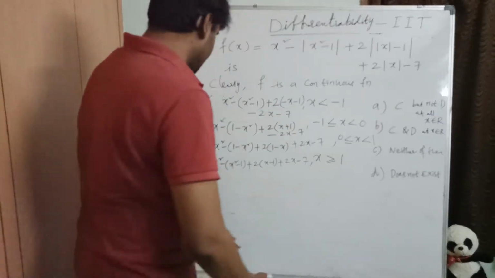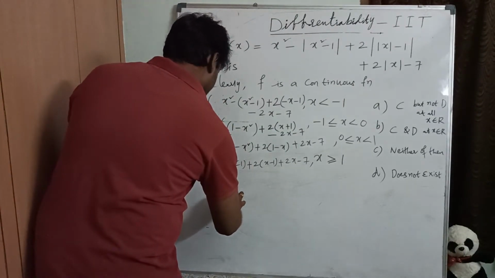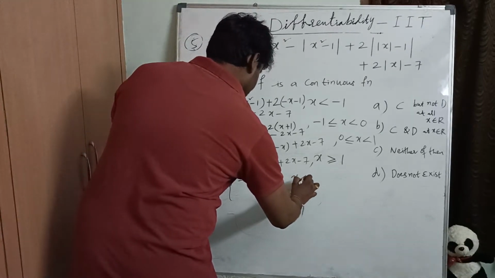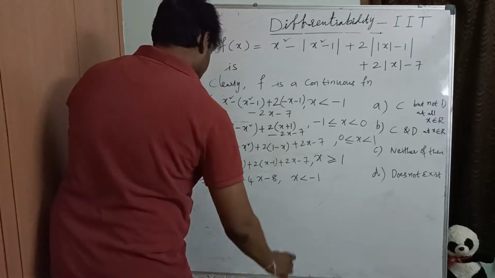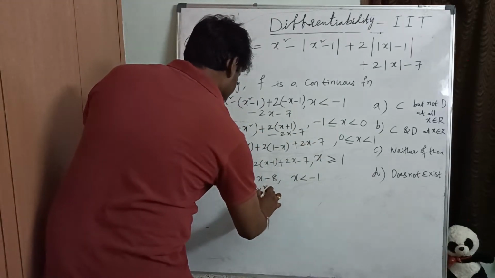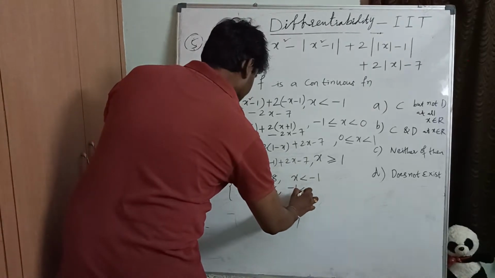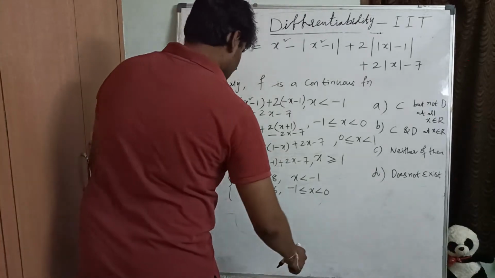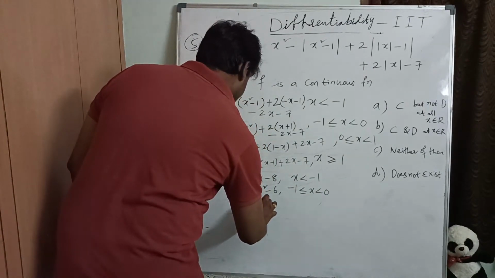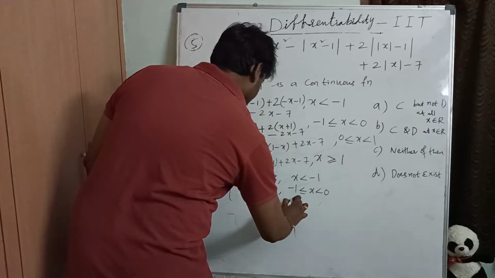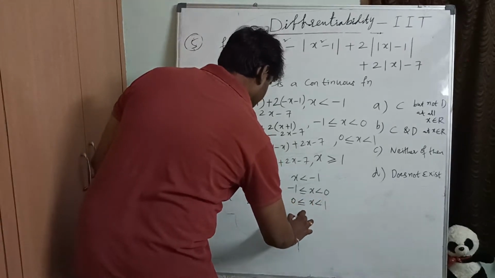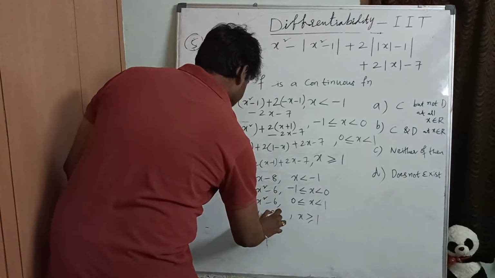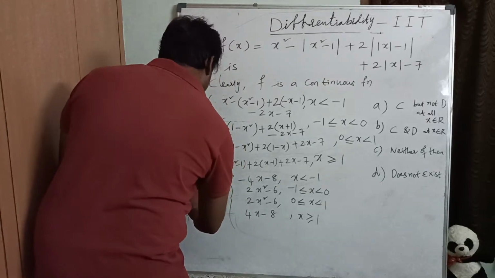Now if we simplify these, we get minus 4x minus 8 for x less than minus 1, the first one. Then 2x square minus 6 for minus 1 less than or equal to x less than 0. Now if you simplify this one, we get 2x square minus 6 again, for 0 less than or equal to x less than 1. And for x greater than or equal to 1, this is 4x minus 8. So this is our function.